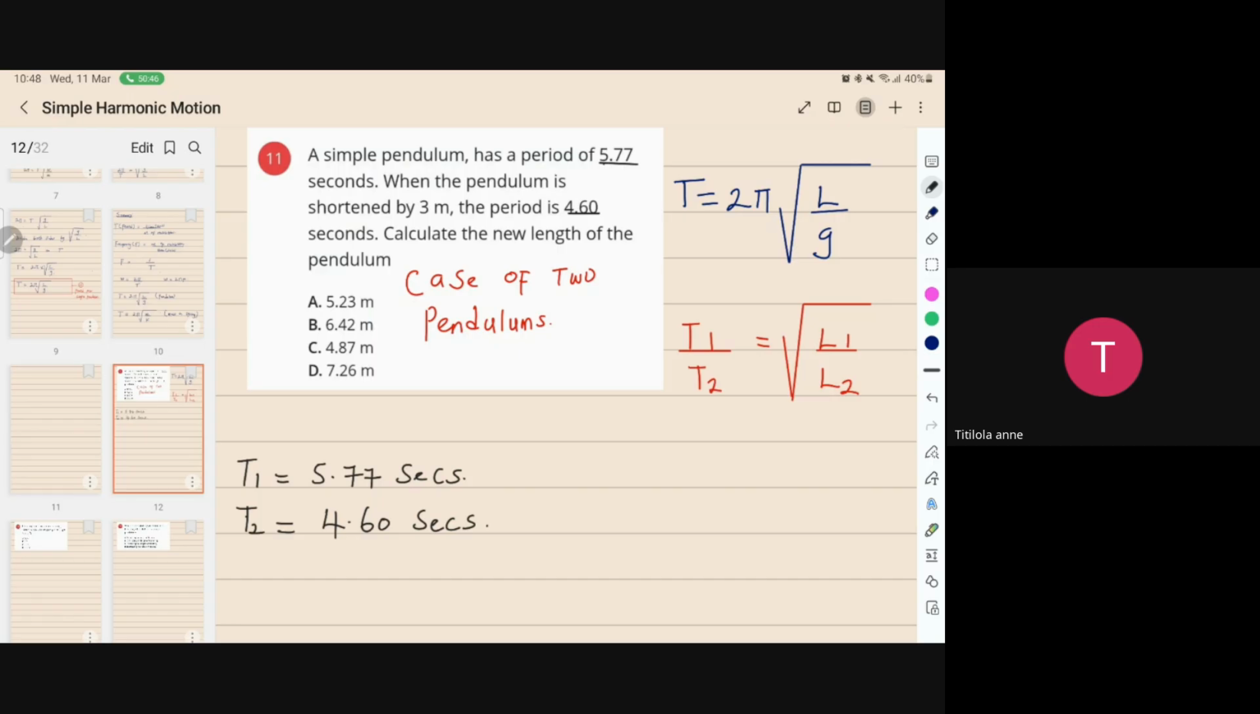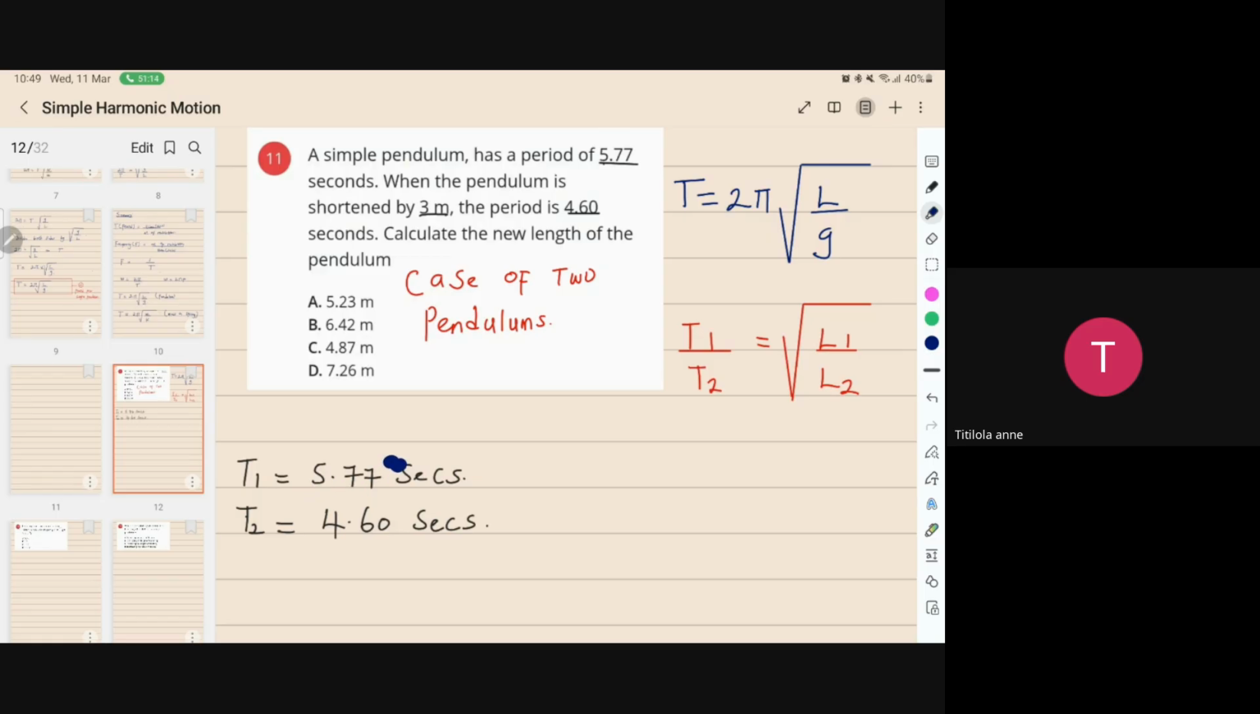All right, now they said I should calculate the new length, but then when the pendulum is shortened by 3 meters, the period is 4.60. Do you see what happened here? When you shorten the length, what happens? The period decreases. Why does it decrease? Because it takes a shorter time to complete an oscillation. That's what these figures are trying to tell you here. Now, so our T2 is 4.60 seconds.